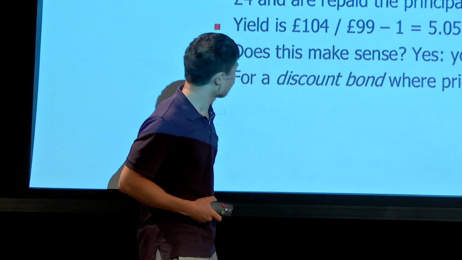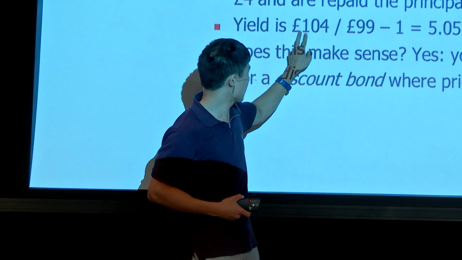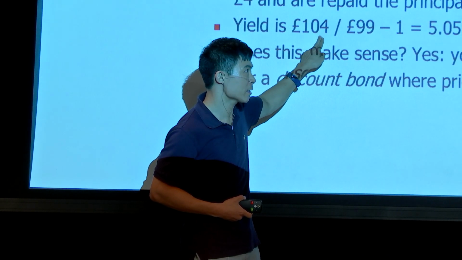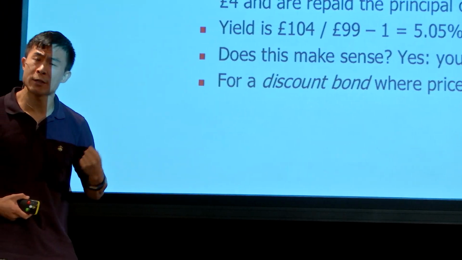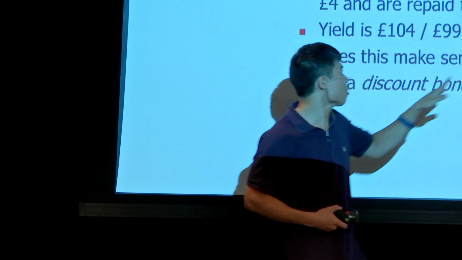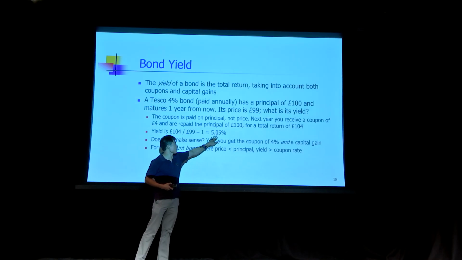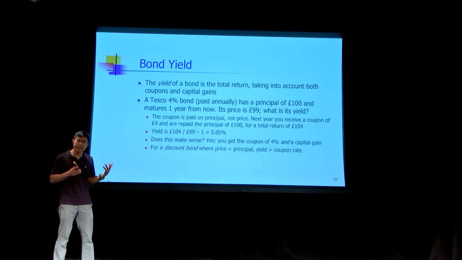So next year her total return is 104, which is 100 plus the £4 interest. She's only put in 99 because she's only bought this from me at 99, then her overall yield, her total return, is 5.05%. Now, one thing I'm going to try and stress throughout all of these lectures is a sanity check.